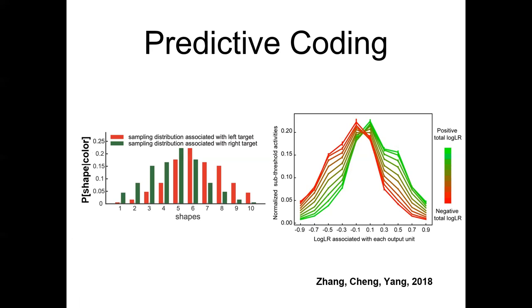If the network is not very sure, like the total log likelihood ratio is very small, you can see the whole distribution is shifted toward the center. So that's more like the average of these two distributions. That means when the network does not know the correct answer yet, the prediction of the next shape is also not very good.